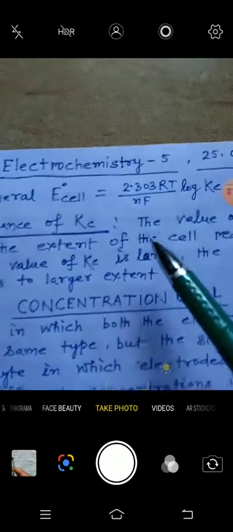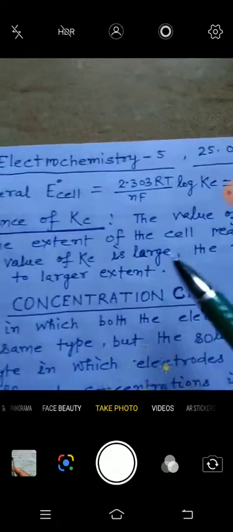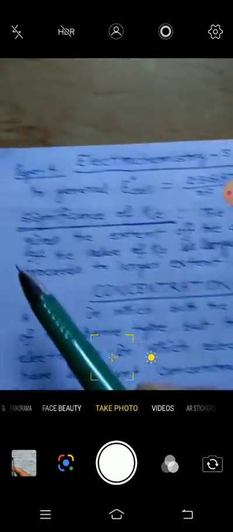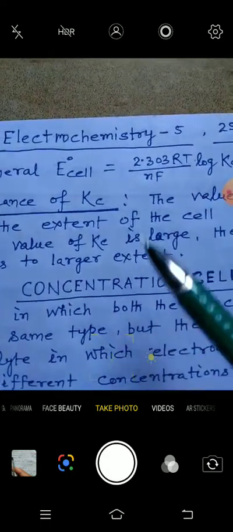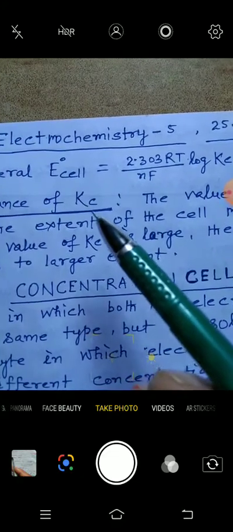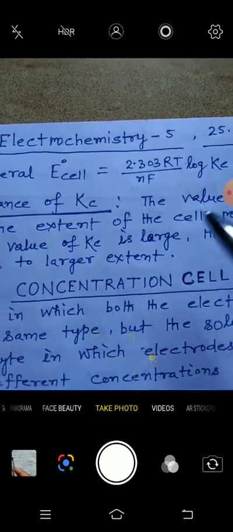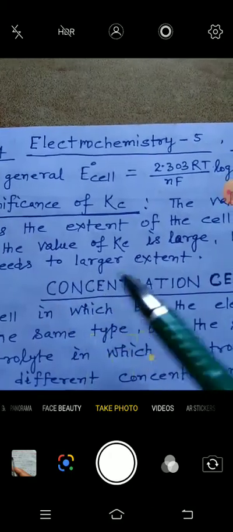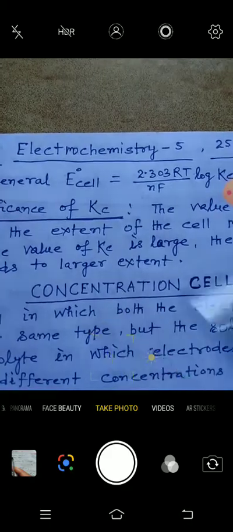Significance of Kc. The value of Kc gives the extent of the cell reaction, means if the value of Kc is large, the cell reaction proceeds to a larger extent. This means the amount of product will be large, the cell reaction will proceed to a larger extent towards the product side, means the forward direction.